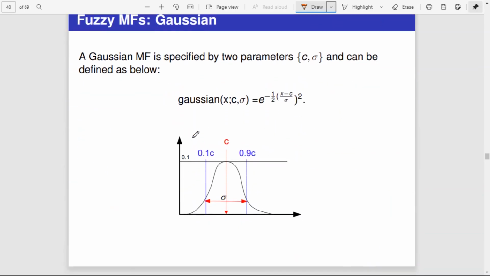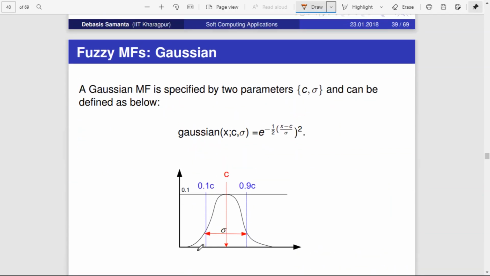Next, Gaussian. The bell curve we have discussed is called the Gaussian membership function. In a Gaussian membership function, for x we take two things. One is c, the center point. The other one is sigma. How do we get this sigma? c is the center point of the Gaussian function, this point.